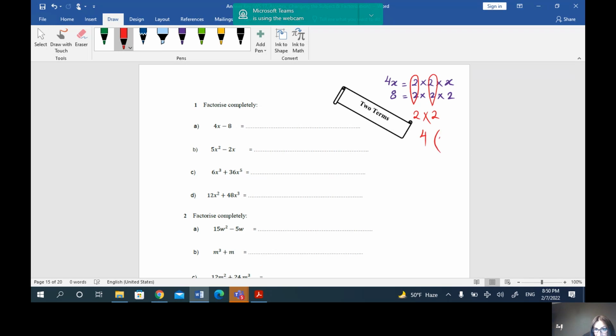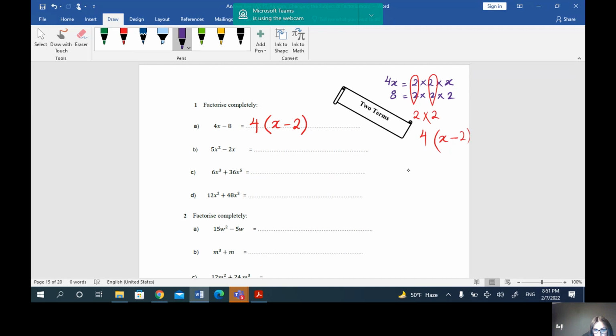Then open the bracket. What is left here? X. The sign in the middle. What is left here? 2. So it will be 4 bracket x minus 2. How do you check? By expanding. So 4 times x, 4x, 4 times negative 2, negative 8. So we got back to the original, which means our factorizing is correct.